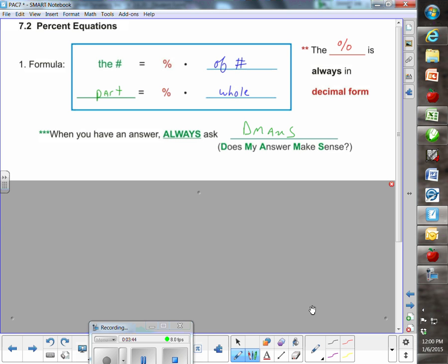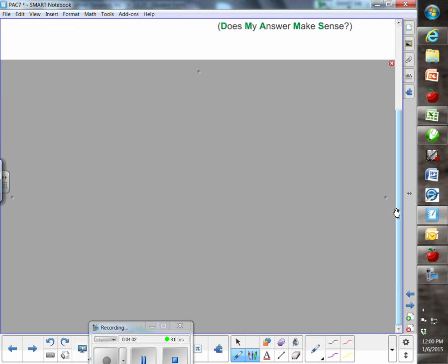If you'll do that, you'll save yourself from a lot of stupid mistakes and things you know can't be the answer, which means you must have gotten something in the wrong spot. So go back and look at the problem, rearrange it, get it in the right spot and get the right answer. So ask DMAMS. I'll show you that all along the way as we go. All right.